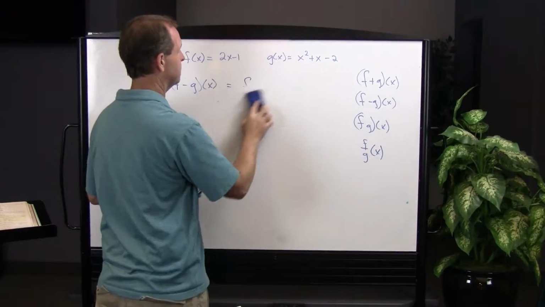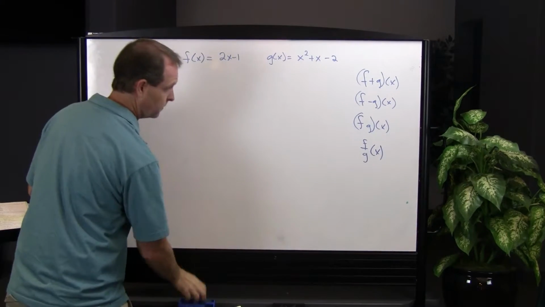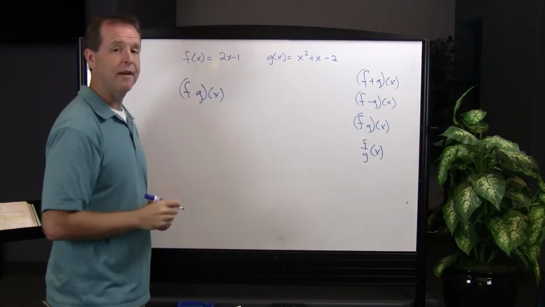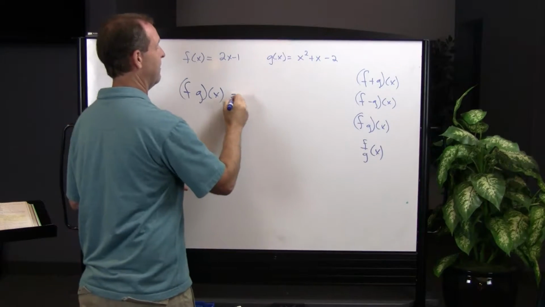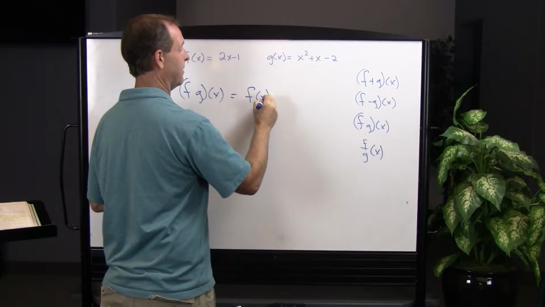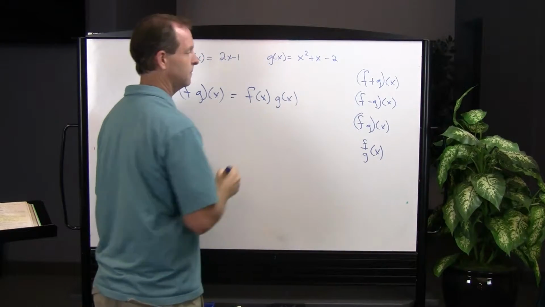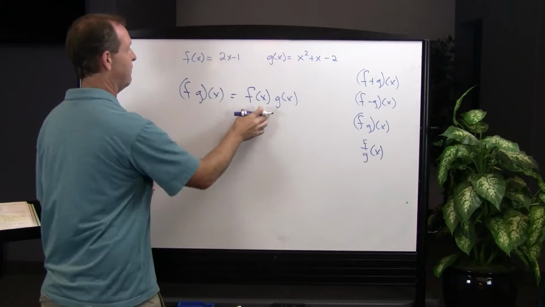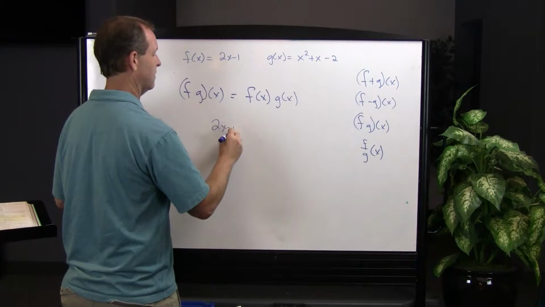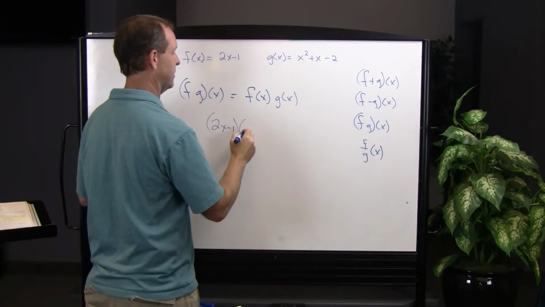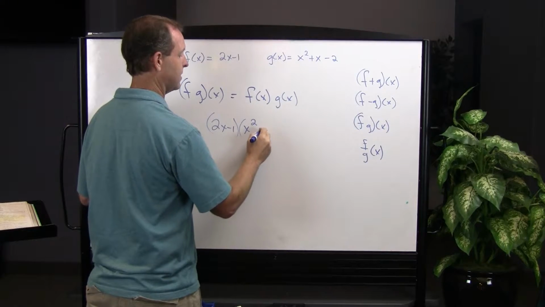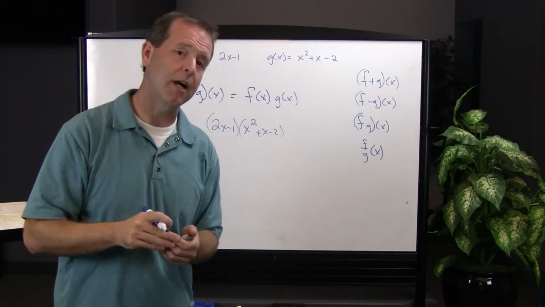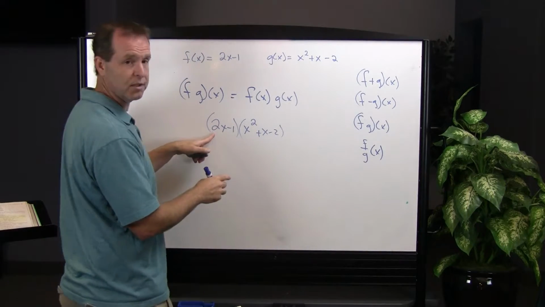Continuing on, we have fg of x. And that means f of x times g of x. And so now I get to practice and dust off my skills in multiplying polynomials. So f of x is 2x minus 1, multiplying it by g of x, which is x squared plus x minus 2. And depending on how you like to multiply them, if you like to stack them on top or multiply across, just for now, let's multiply across.